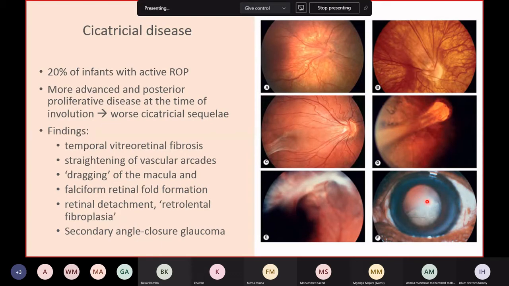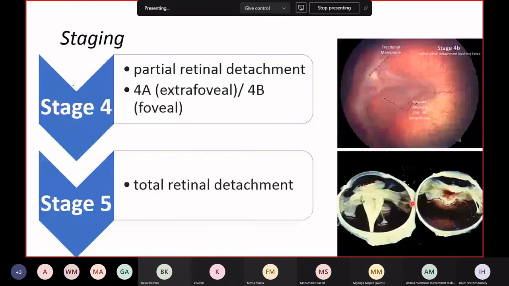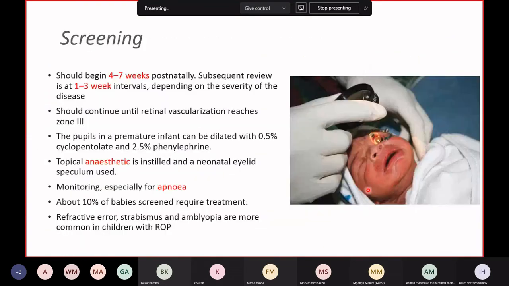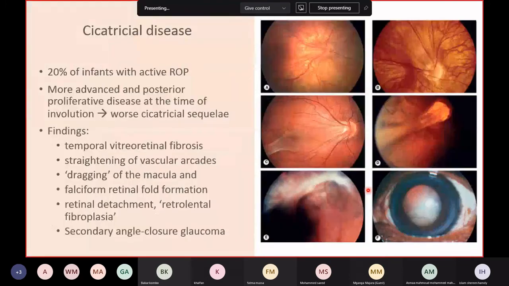So you look at the patient and you find the lens is clear, but there is fibrosis behind the lens, or they may have secondary angle closure glaucoma, because when the patient is having stage 5, it will push the iris and the lens forward and cause closure of the angle and give rise to angle closure glaucoma. So this is what's important regarding the ROP.